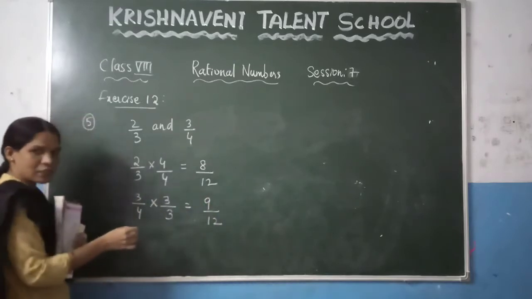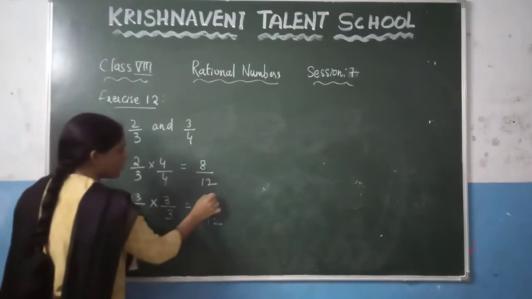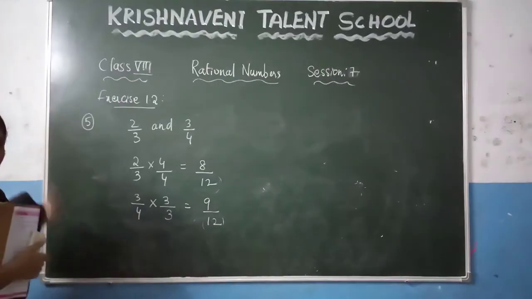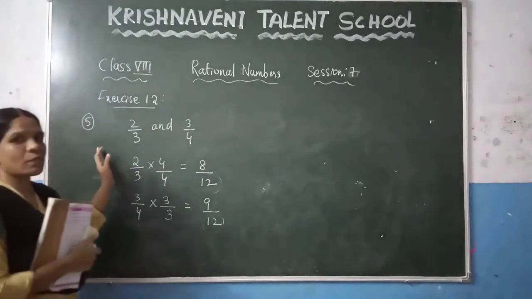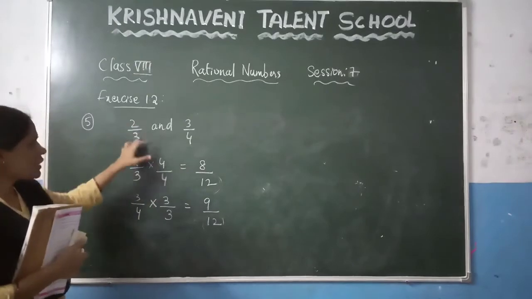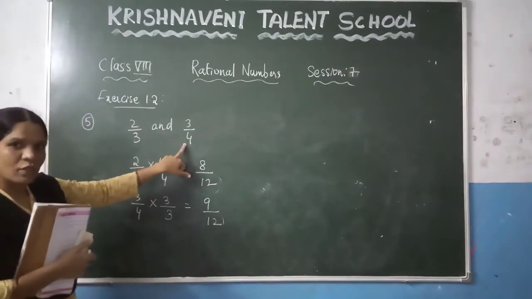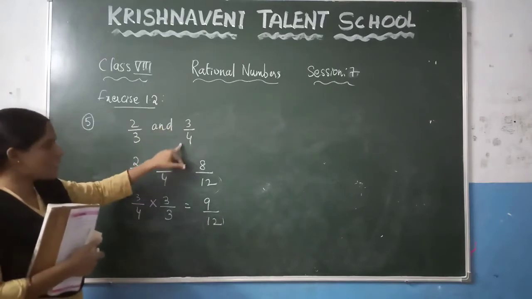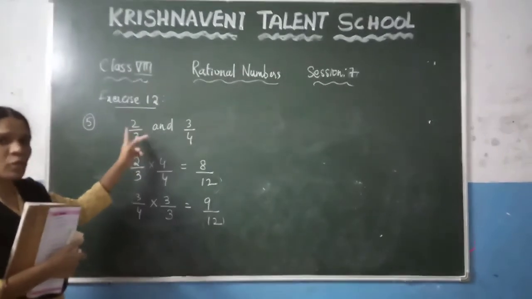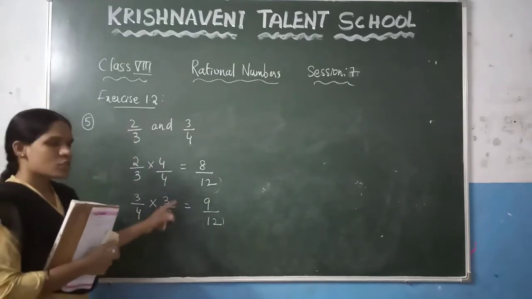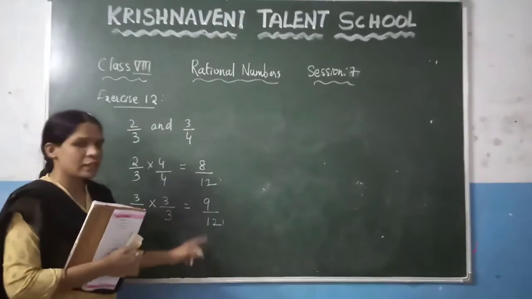Here you can observe that we have made the denominators equal. So what is the process to make the denominators equal? You just need to multiply by the denominator of the other number. Here, what is the denominator of the other number? 4. So you need to multiply and divide by 4. And for this fraction, the denominator of the other fraction is 3, so you need to multiply by 3. So we got here 8 by 12 and 9 by 12.